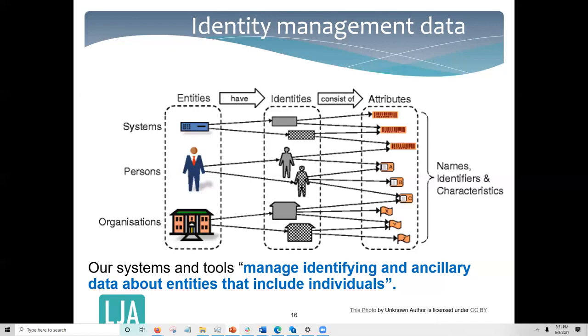So this also gets to that Wikipedia definition of thinking about systems and tools to manage identifying and that data about entities, and the entities including individuals. So in terms of thinking about identities, we're thinking about the wide scope of identities. So it's beyond people, but people's the easy one, right? It could really be an organization. It could be a group of people doing something together. And we're going to talk more about the different ways we've looked at identities and what we've called them.